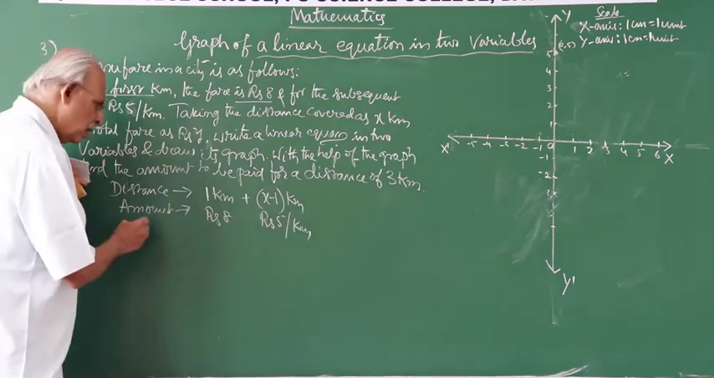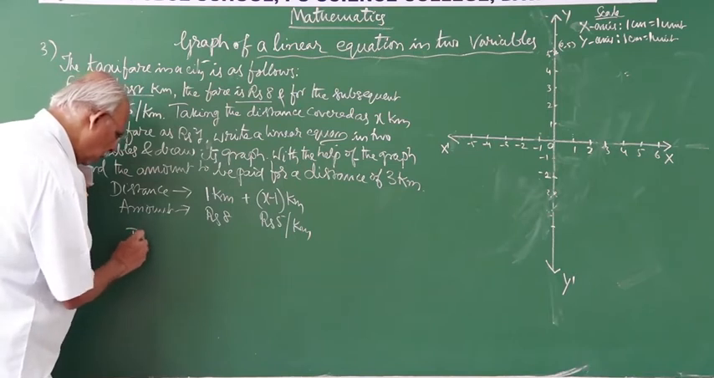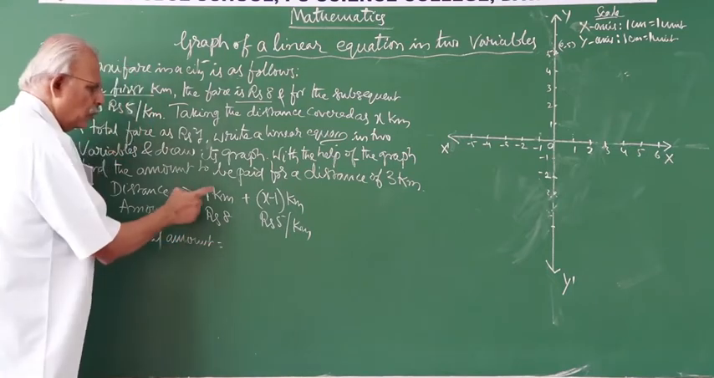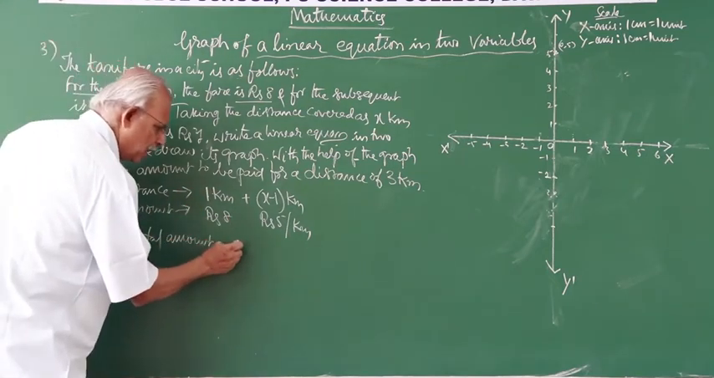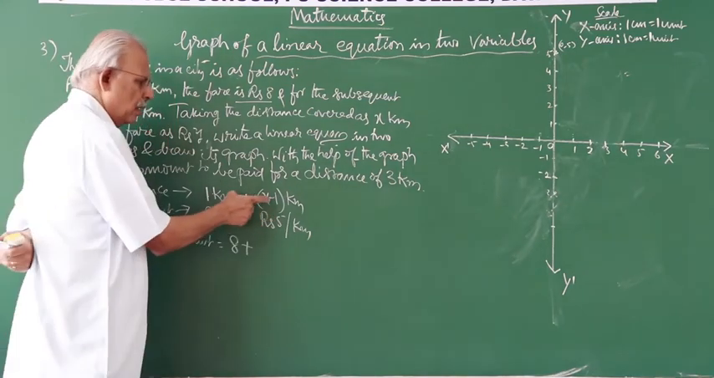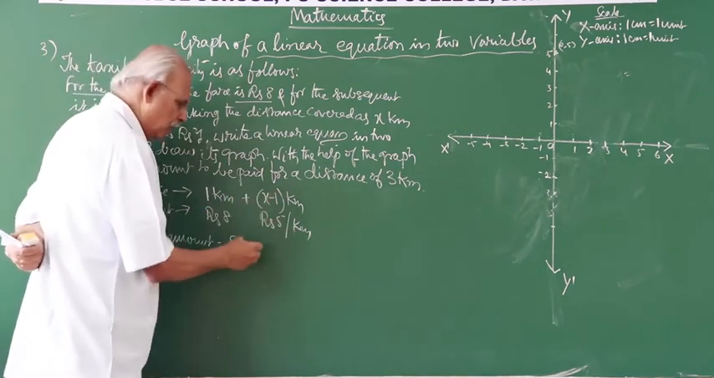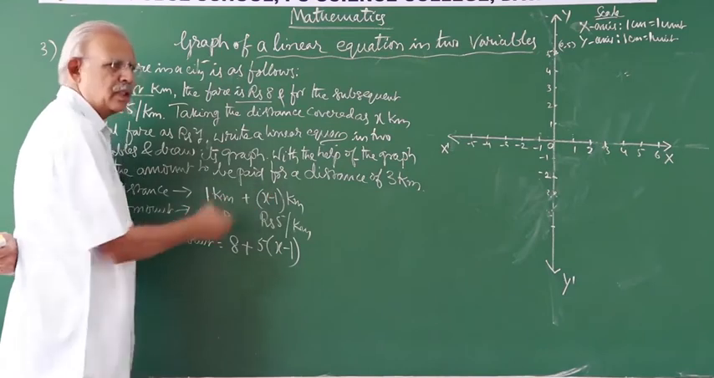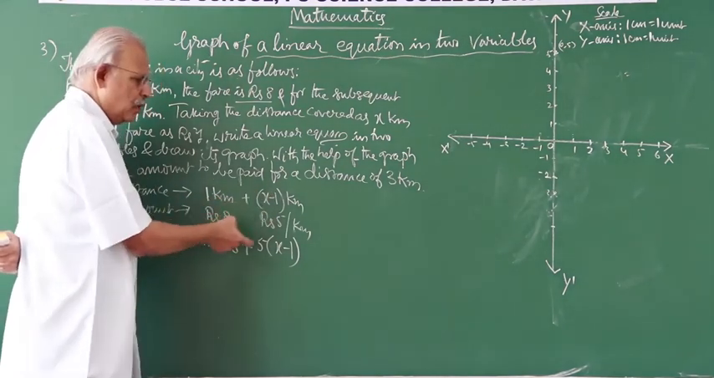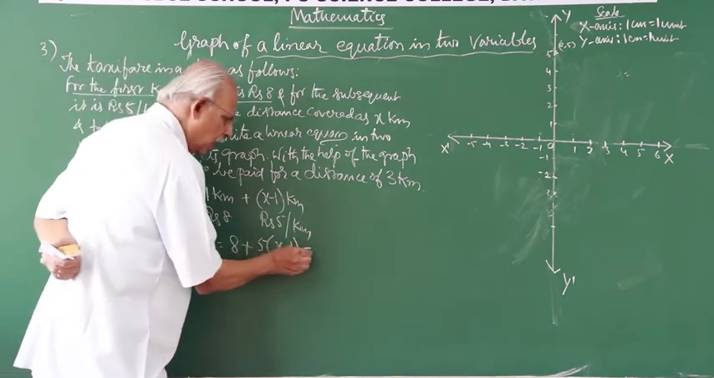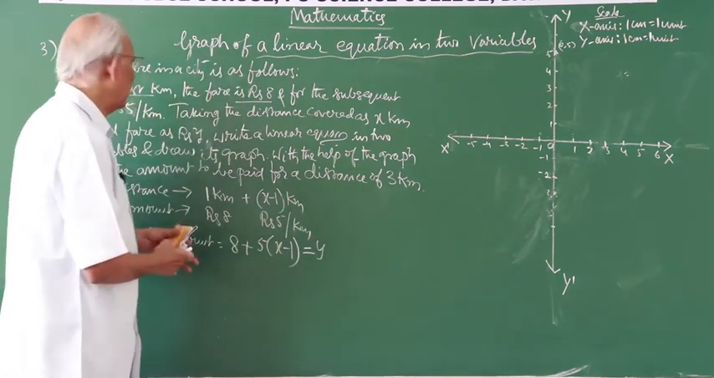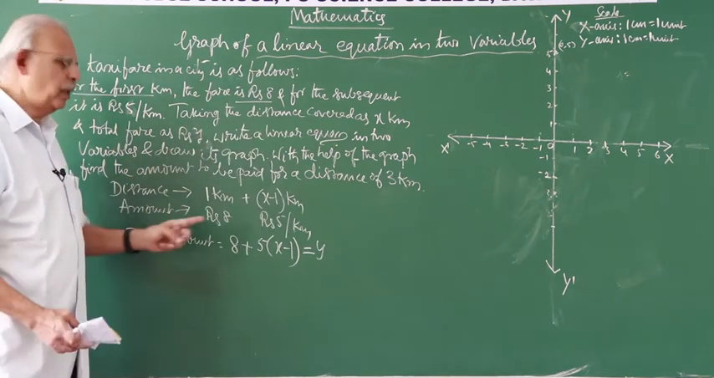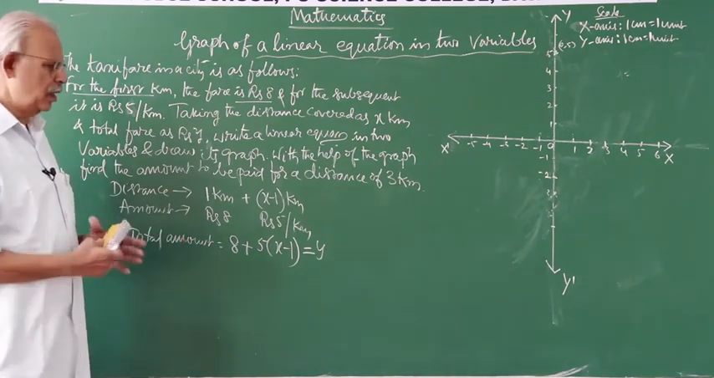Now, look here, total amount. For 1 kilometer, 8, that is rupees 8 into 1 means 8, plus for x minus 1 kilometer, 5 into x minus 1. For 1 kilometer, rupees 5; for x minus 1 kilometer means 5 into x minus 1. The total amount is y. Here, distance covered is x and the total fare is y. That is, total amount is y, or total fare, amount or fare, you call it.